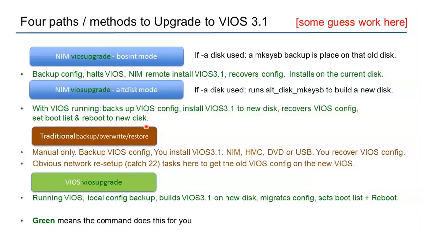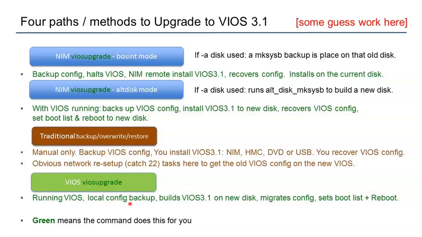Okay, but this has been available for a long time. You could do minor updates using this method if that's the way you prefer to do it. Okay, so another way of doing it is we're going to go down here to the viosupgrade command that runs on the VIO server itself. So you're running the VIO server. You may have had to do an upgrade to a minimum level. Then it's in green in here, so it automatically does this for you.